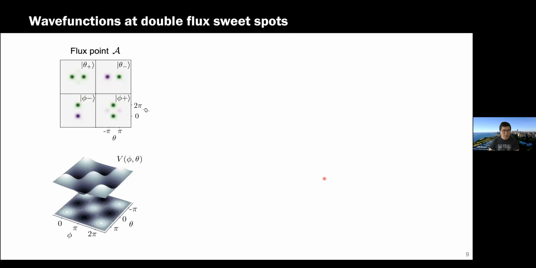Then how about depolarization? Here I'm showing you the wave functions of the lowest four eigenstates at inversion symmetry point A, and below is the potential energy landscape. We can see that the lower two states form a doublet across the theta direction, and the higher two states form another doublet across the perpendicular phi direction. Therefore, if we choose our logical states to be theta plus and phi minus, then we would essentially achieve disjoint support because the wave functions live in perpendicular wells.